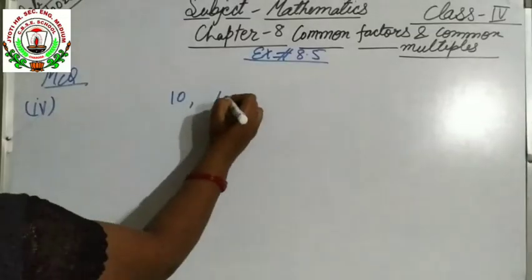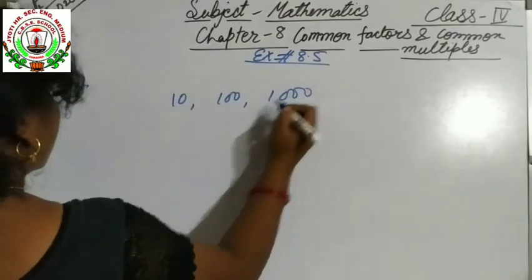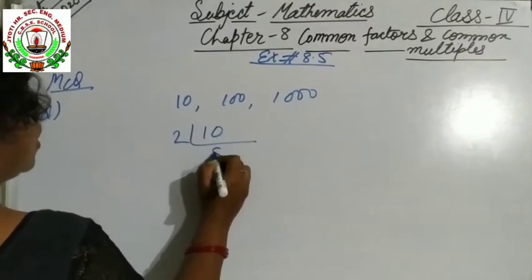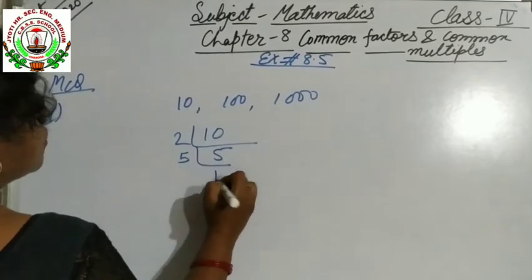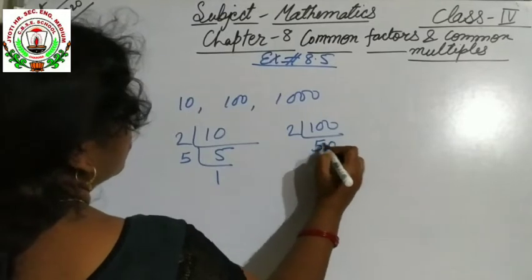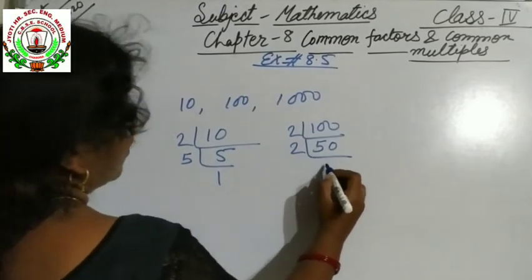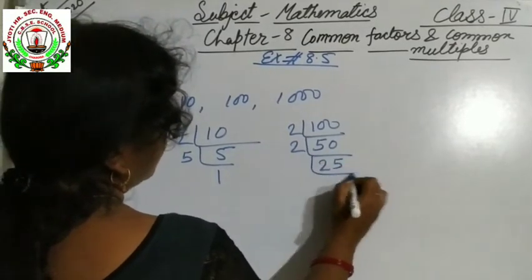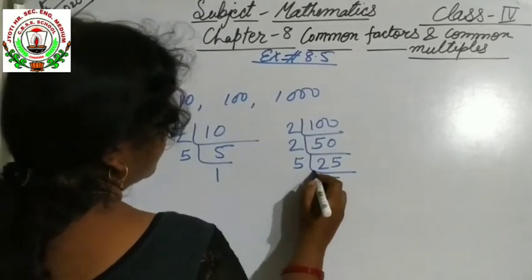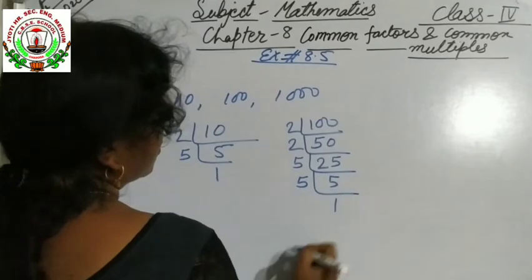Now question number 4: the HCF of 10, 100 and 1000. First we will find the prime factors of 10. 2 fives are 10, then 5 ones are 5. Now 100: 2 fives are 10, 0. Then again you divide by 2 and get 25. It will not go by 2, so we take 5. 5 fives are 25, then 5 ones are 5.